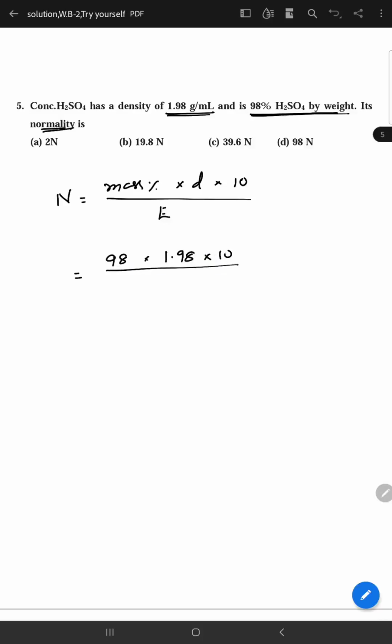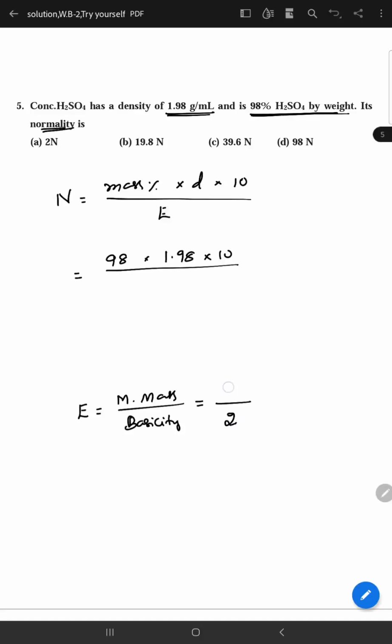So what is the equivalent mass of H2SO4? Remember, H2SO4 is an acid. So therefore the equivalent mass of an acid is given by the formula molecular mass of acid by basicity. You recall in the previous class we took molecular mass by acidity. Acidity is for a base. For acids we have to take basicity. So what is basicity? The number of H plus ions given by one molecule of acid. H2SO4 gives 2 H plus ions. That's why the basicity of H2SO4 is 2.